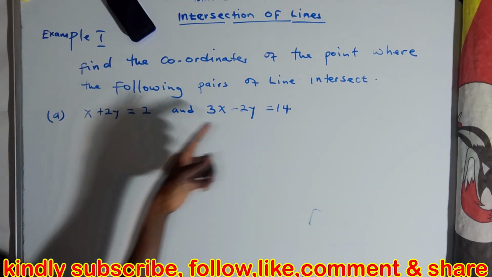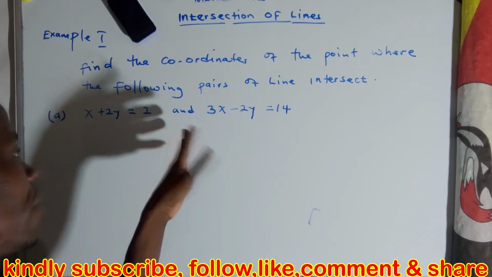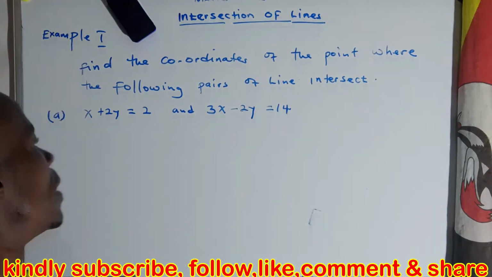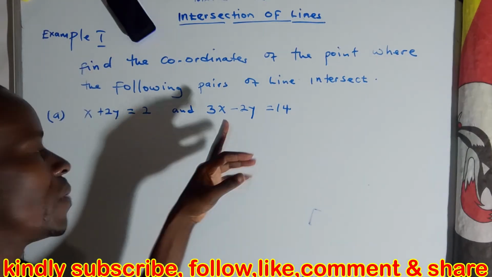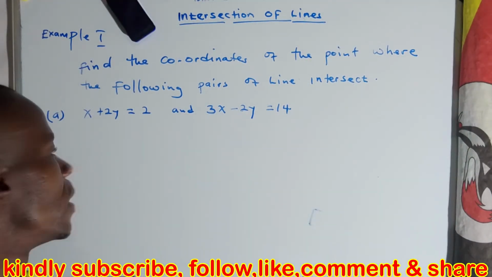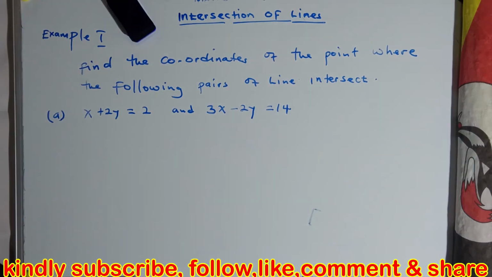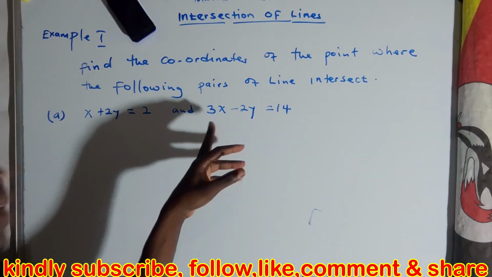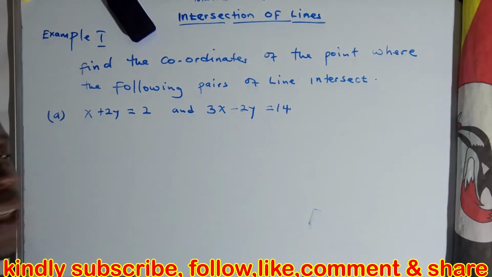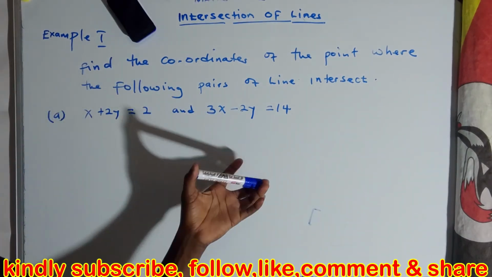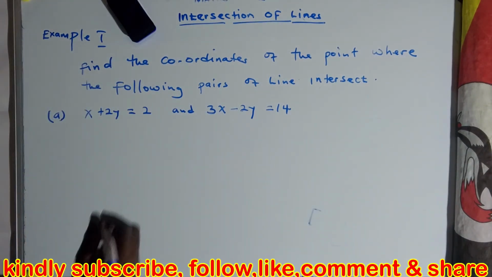How do you find the coordinates of the point where the following pairs of lines intersect? You have the equations. Here we don't have the points, we don't have the coordinates, so you're looking for the coordinates. We are going to use these equations to find the coordinates. The simple way to work with this number is to use the simultaneous equation method. How to use the simultaneous? We're going to add these equations, or you can subtract them. Solution.